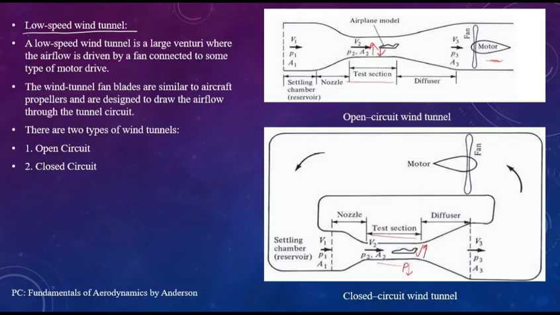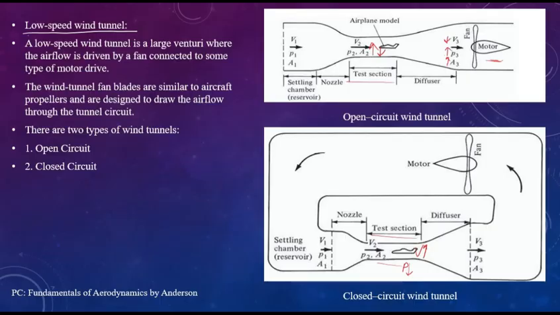Now, as the air flows over the aerodynamic model placed in the test section, it moves to the diverging section, which is our diffuser, where there is an increment in area, decrement in velocity, and increment in pressure.